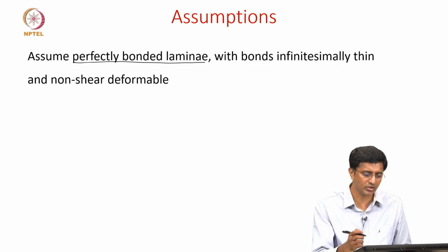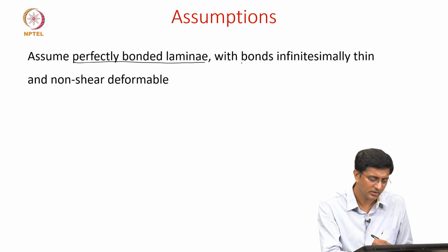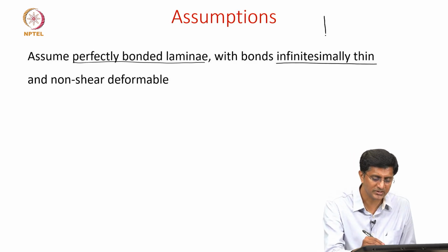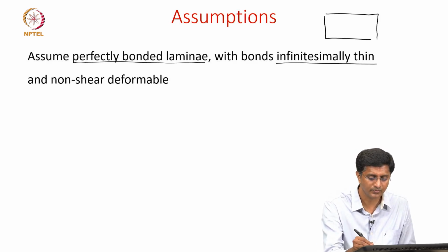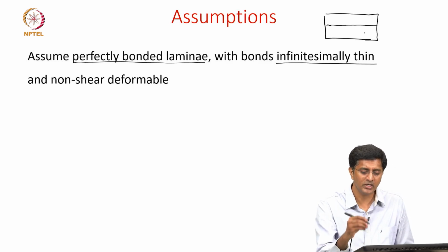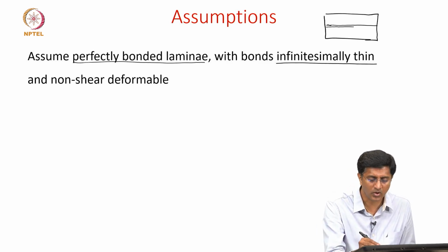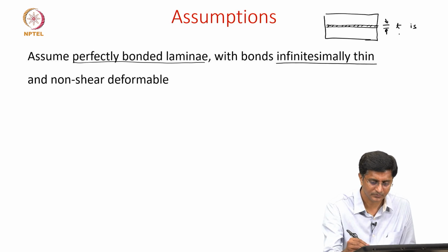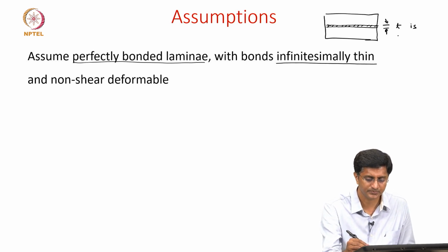In addition to that, we also make one more assumption saying that these bonds are infinitesimally thin. What does that mean? Let's say we are looking at two layers which are joined by bonding at the interface. If you zoom in at that place, actually there is a small thickness because we are applying a glue where the properties are different. But for now what we are saying is this thickness is negligible or infinitesimally small.